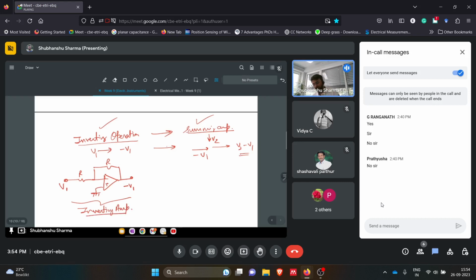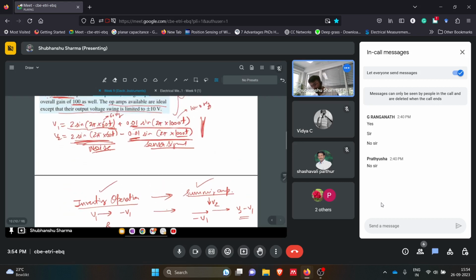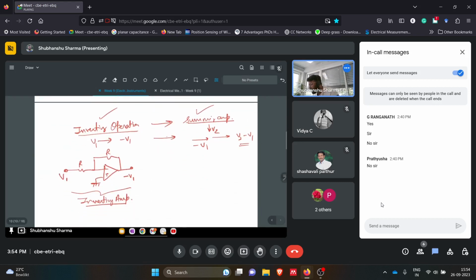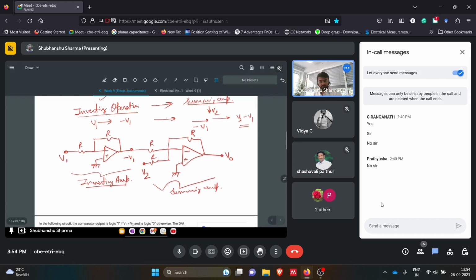Now we need the difference of these two signals. So now we will use a summing amplifier. A summing amplifier is something that looks like this: minus, plus, this is ground. V2 will come from here, R. This will be V naught. So this is now the summing amplifier.